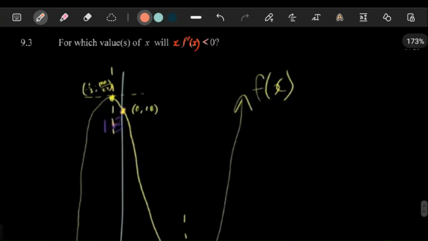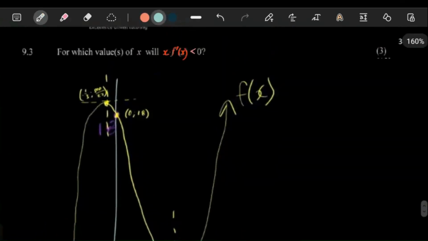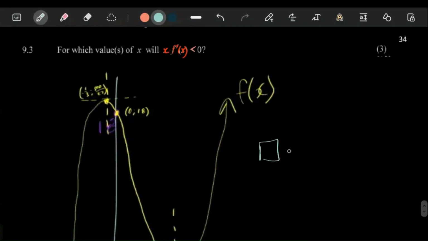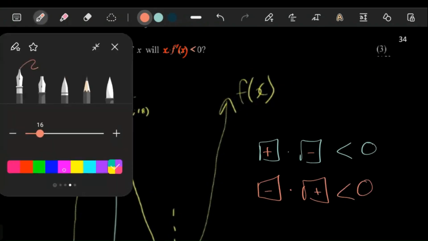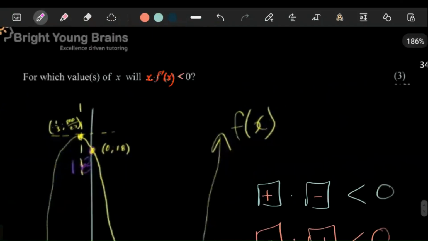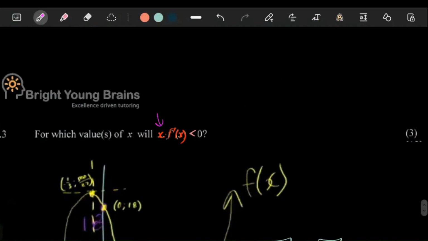The logic behind a question like that is you have two things: one times something times something. The only way it can be smaller than 0 is if one is a plus while the other one is a minus, or the first one is a minus while the other one is a plus. That's the only scenario where this number on the left will be smaller than 0. The other thing that you now need to know is this is referring to x values, right? X values.